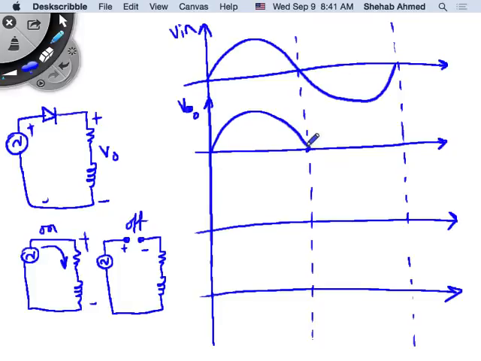Is that the case? But what happens here? It goes off? Why does it go off? It doesn't go off. Remember, the diode will only turn off if there is a condition to force current to flow in the other direction. Okay. So now, what's happening to the current?